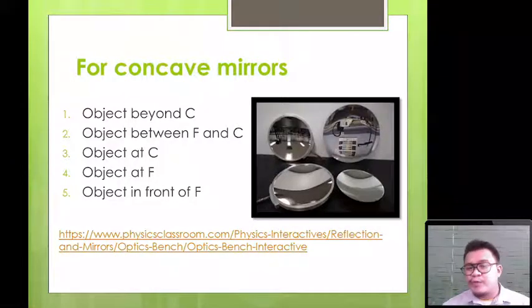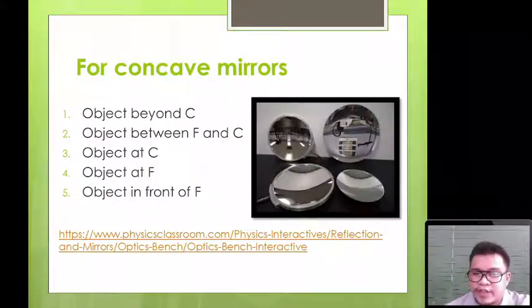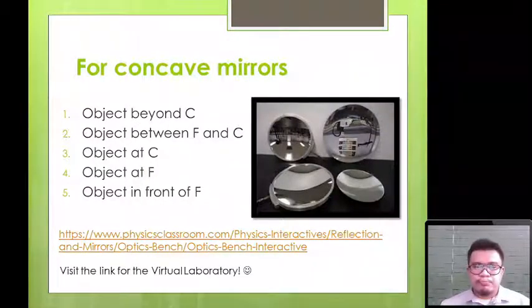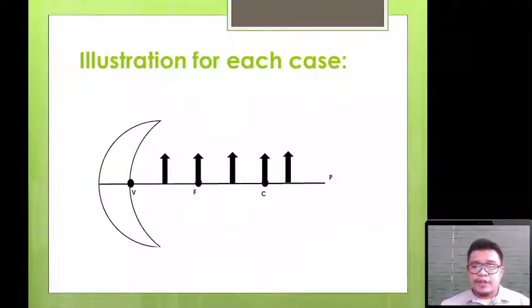So if you want to observe what happens to the image characteristics of these objects placed in different positions, you may visit the link that is given to you right now. Okay? And of course, don't forget, in connection to this activity, to answer your asynchronous activity in our virtual learning environment. Okay? So these are the illustrations for each case. That's scenario number 1, scenario number 2, scenario number 3, scenario number 4, and scenario number 5.